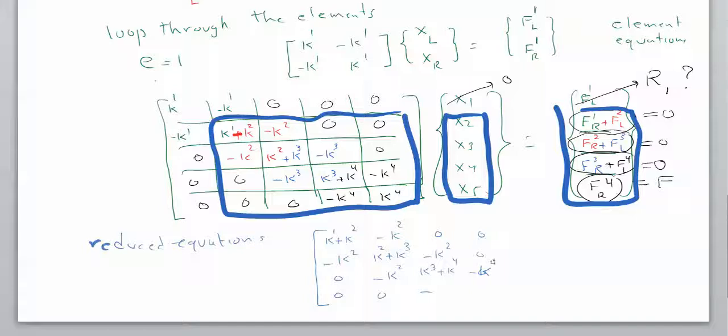minus K4, that's what I mean, minus K4 and K4 times X2, X3, X4, X5 equal to 0, 0, 0, F. All right?